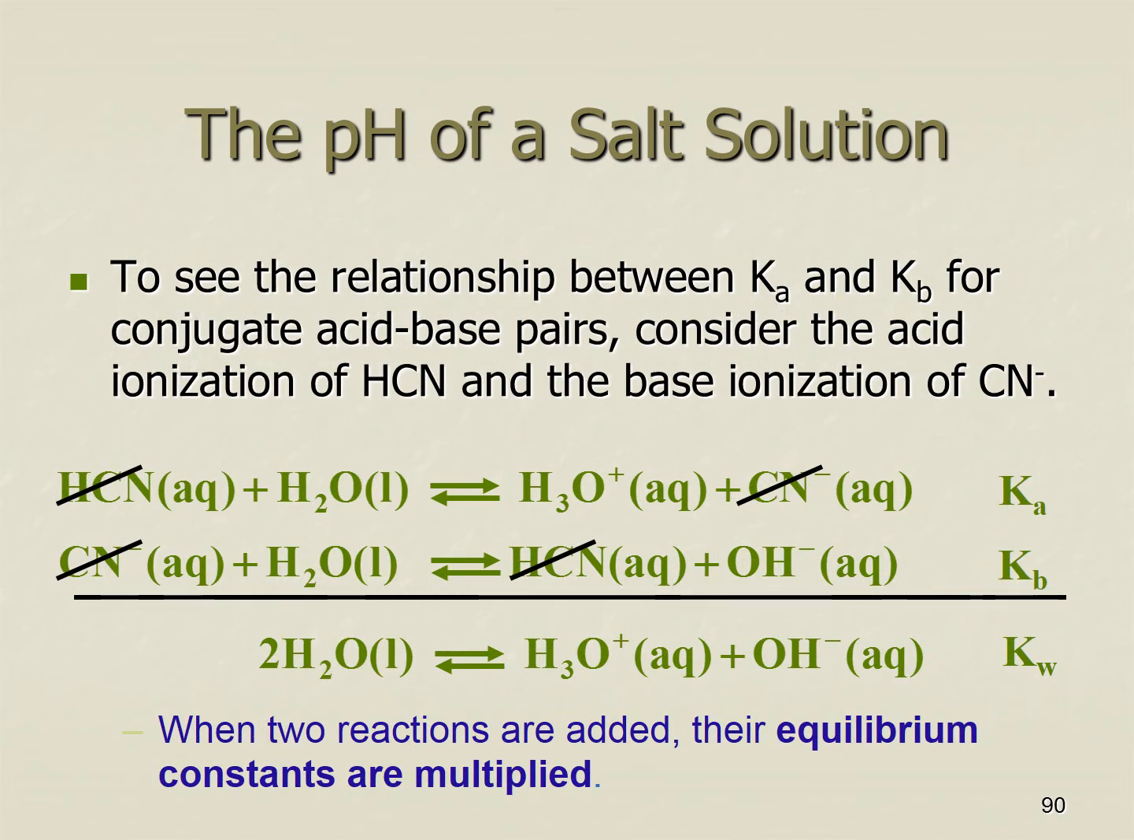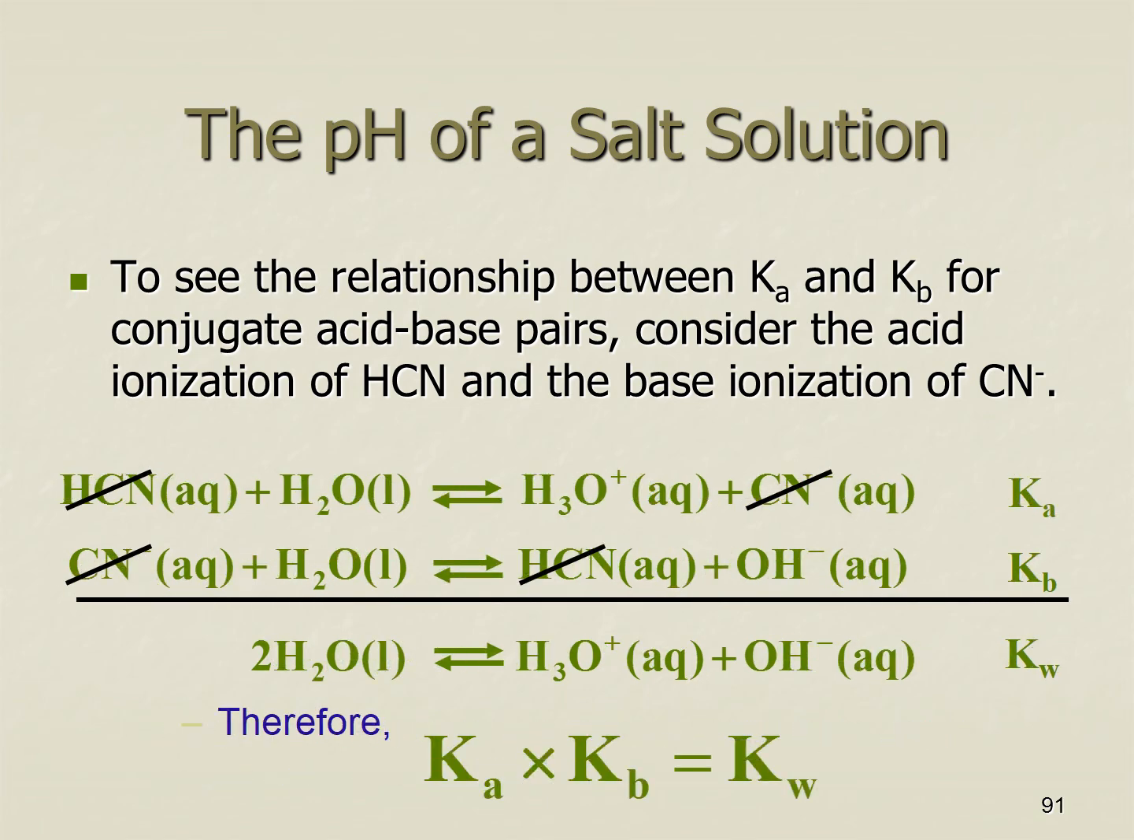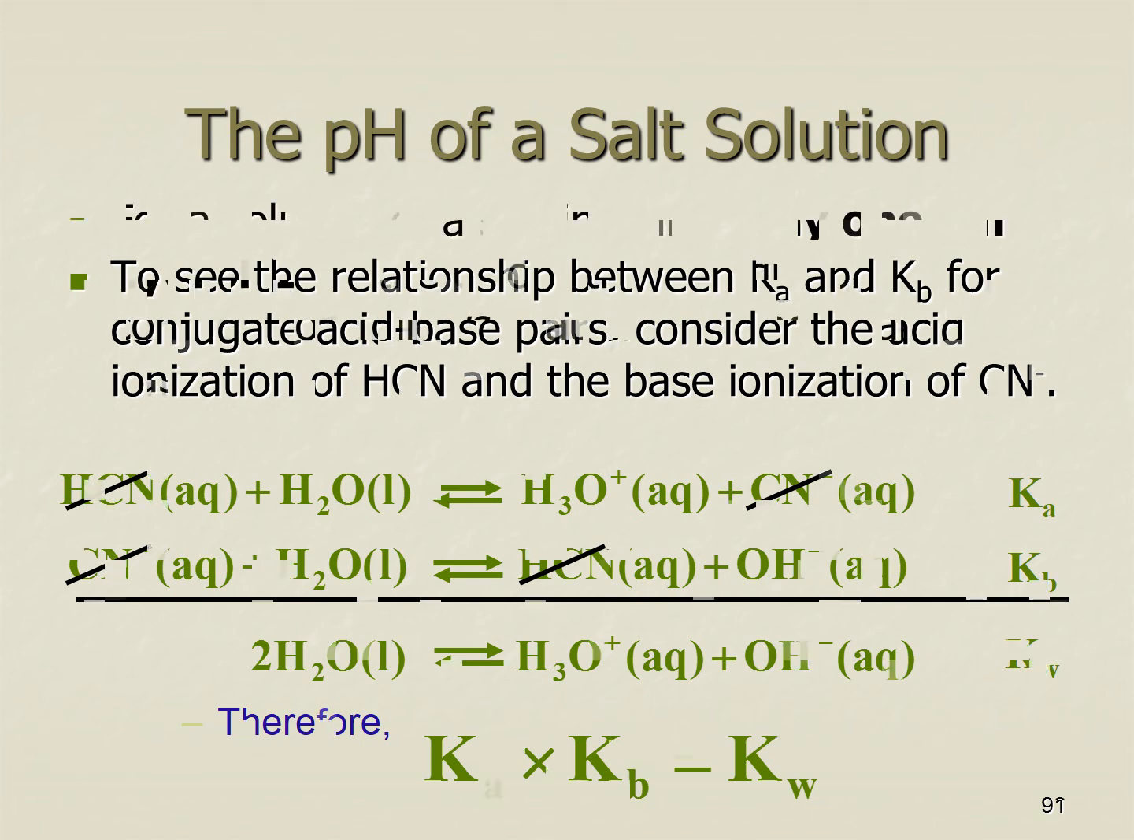All right, so there is the same thing. Ka times Kb equals Kw. And so you can look up the Ka for HCN, and when you do that, you can find the Kb by using this equation. Remember, Kw is 1 times 10 to the minus 14.